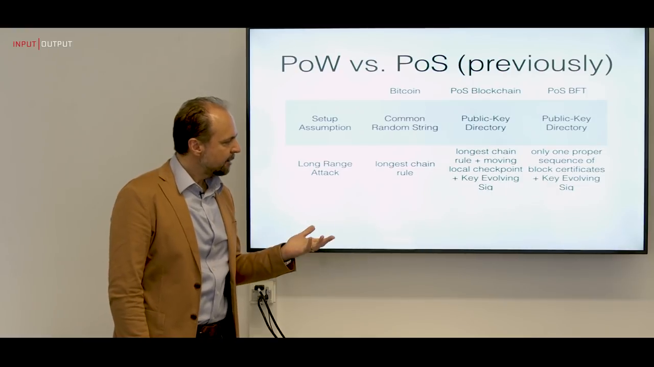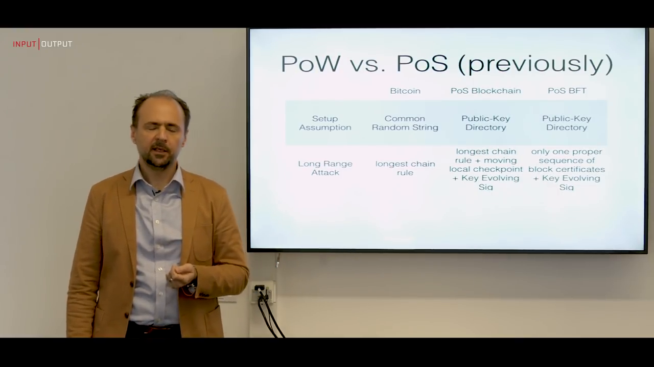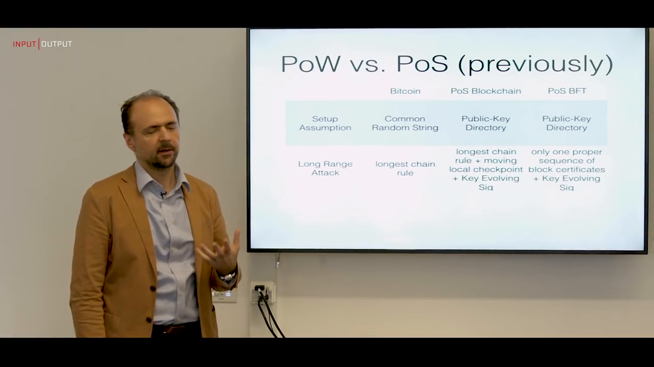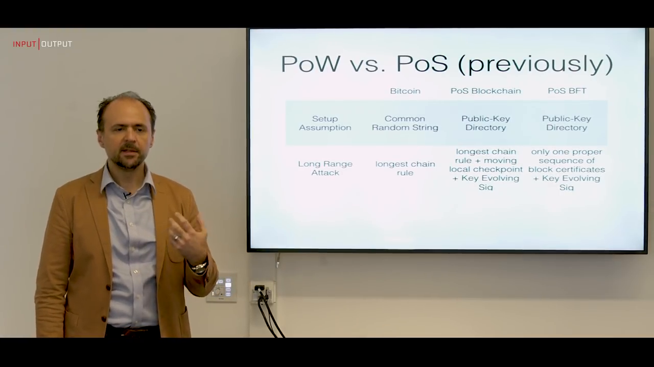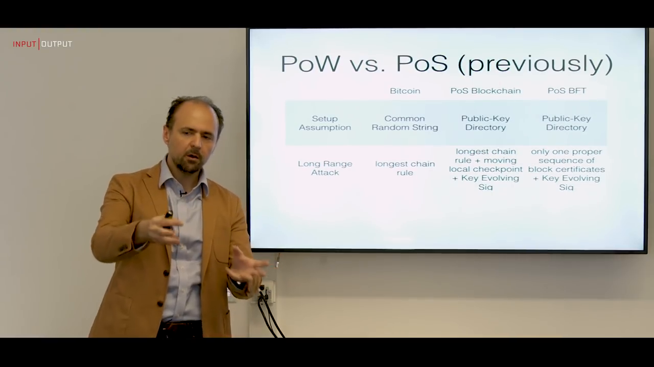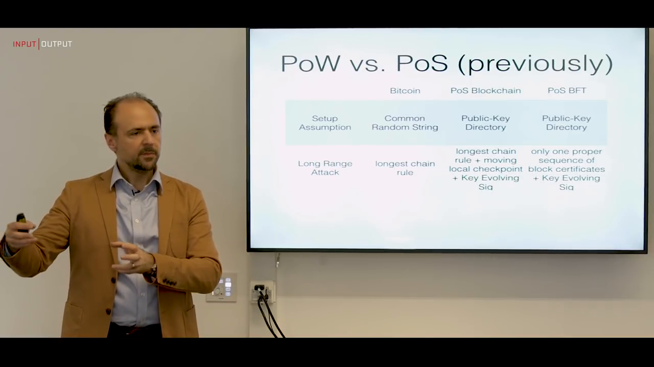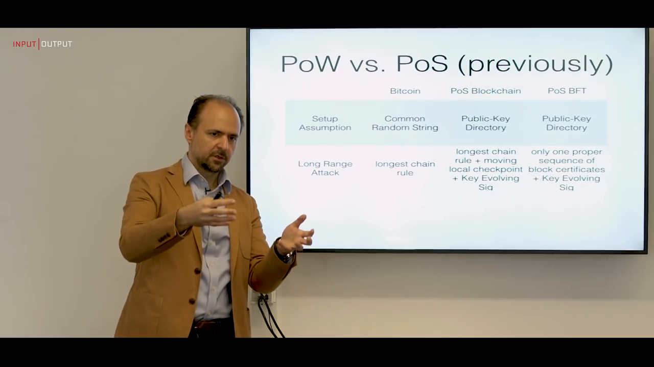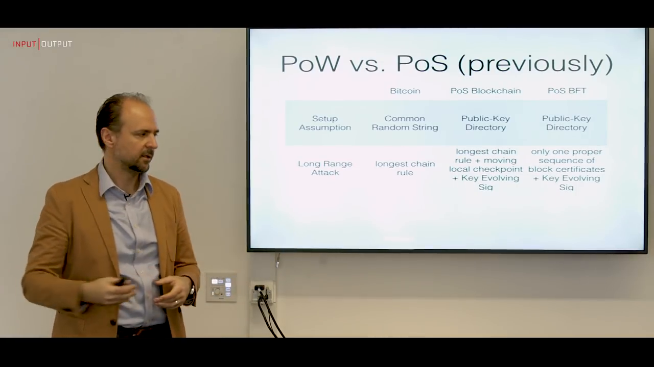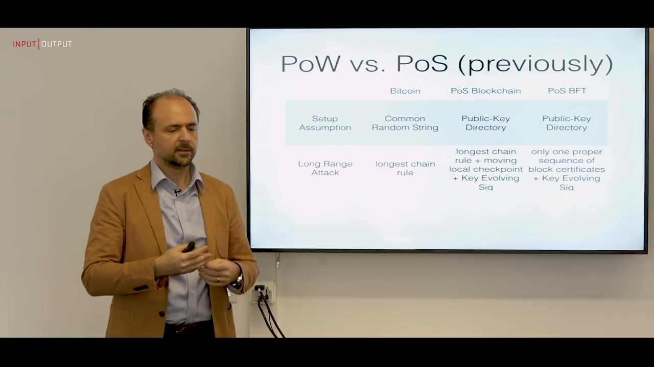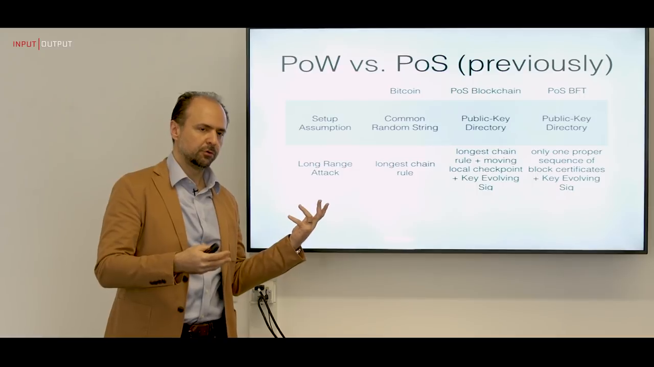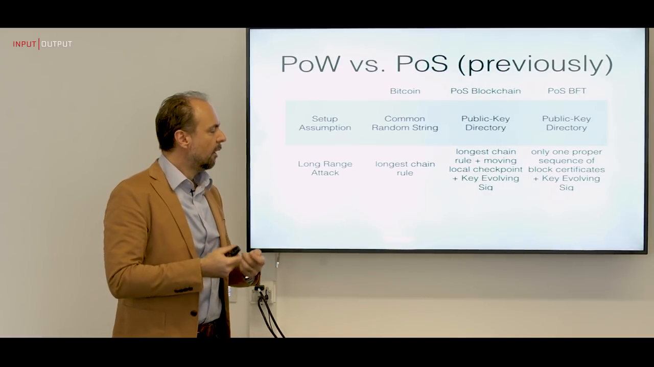If we look at the same question in the POS BFT case, we also want key evolving signatures, but now a different requirement comes up. What happens in the BFT case is essentially that the nodes that are running the protocol agree on all blocks. That means that you do not have forks, because every time that you produce a block, there is sufficient agreement about that. So you do not have to resolve such type of collisions or disagreements that we had to deal with in the blockchain setting.